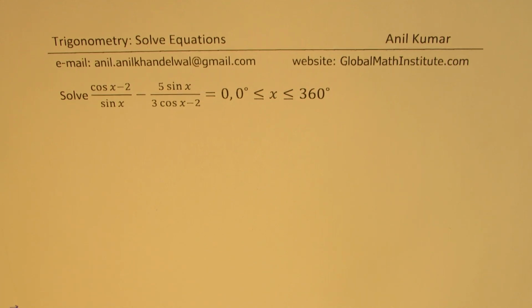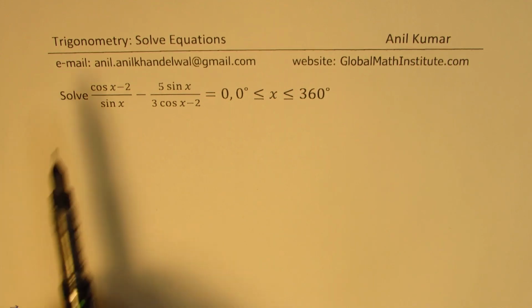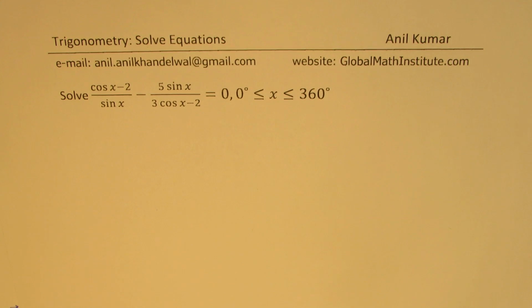We have an interesting test question here. We'll solve a trigonometric equation which is (cos x minus 2) over sin x minus (5 sin x) over (3 cos x minus 2) equals 0, where x is between 0 and 360 degrees. You can always pause the video, answer the question, and then look into my suggestions.